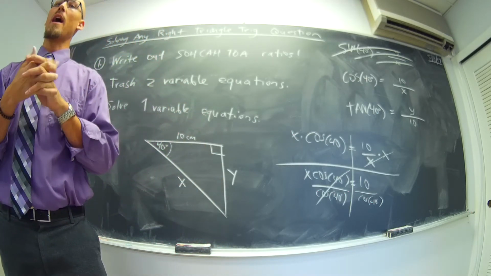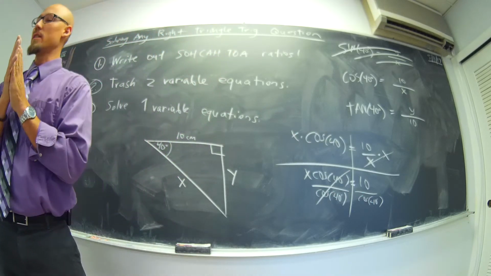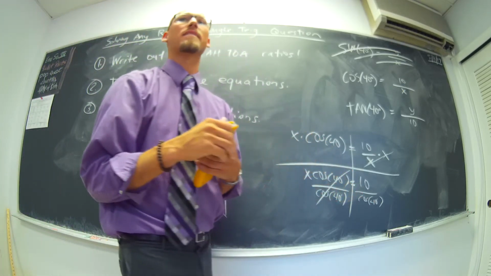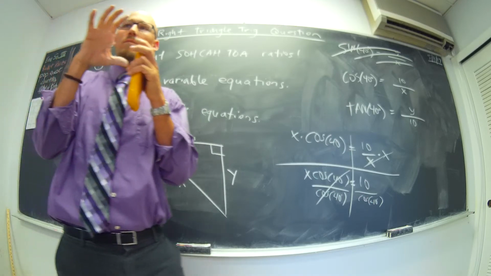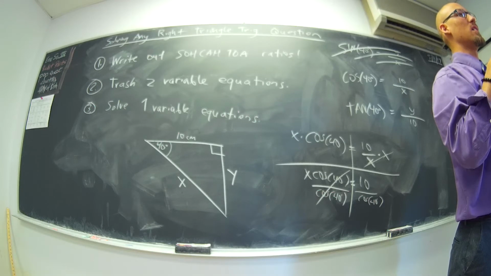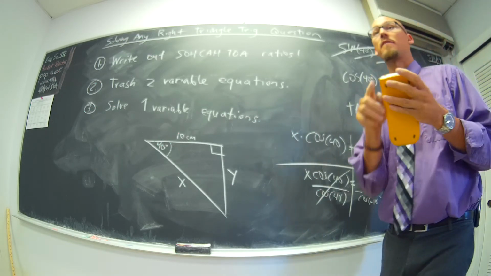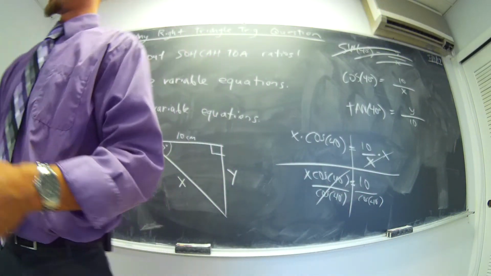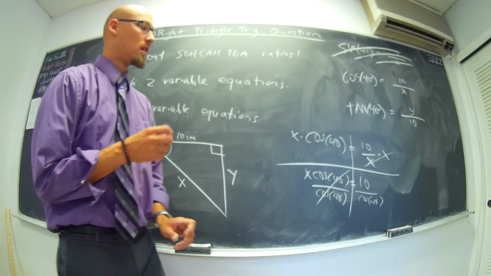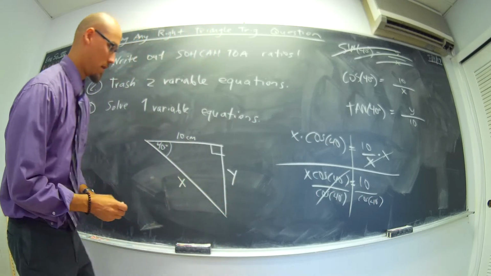Sometimes your little calculators are funny. The big yellow ones work very intuitively; you type it in exactly like that. But sometimes the little ones, you have to type 40 and then press the cosine button. So be careful with how you type it in. Get to know your calculator and make sure you're in the right mode. So, Maya, you solved it, and you got x equals what?